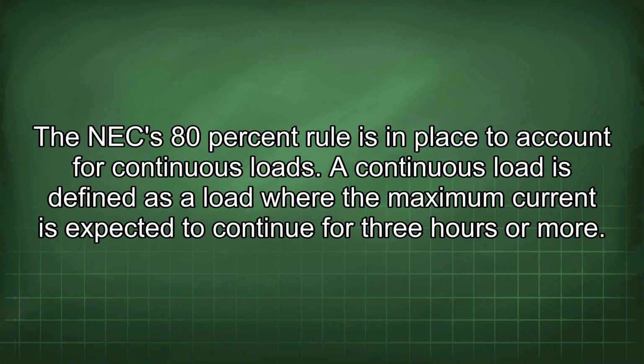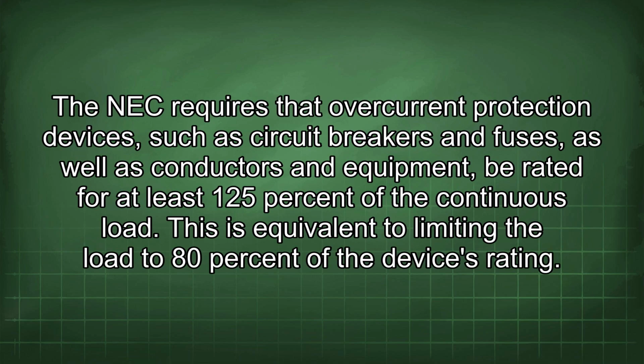The NEC 80% rule is in place to account for continuous loads. A continuous load is defined as a load where the maximum current is expected to continue for 3 hours or more. The NEC requires that overcurrent protection devices, such as circuit breakers and fuses, as well as conductors and equipment, be rated for at least 125% of the continuous load. This is equivalent to limiting the load to 80% of the device's rating.